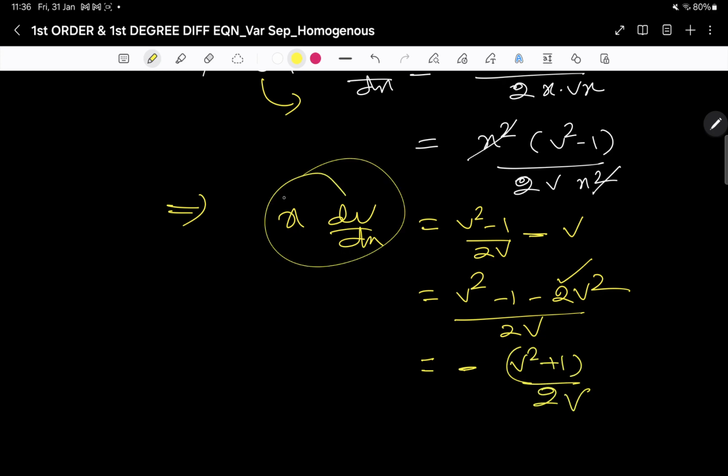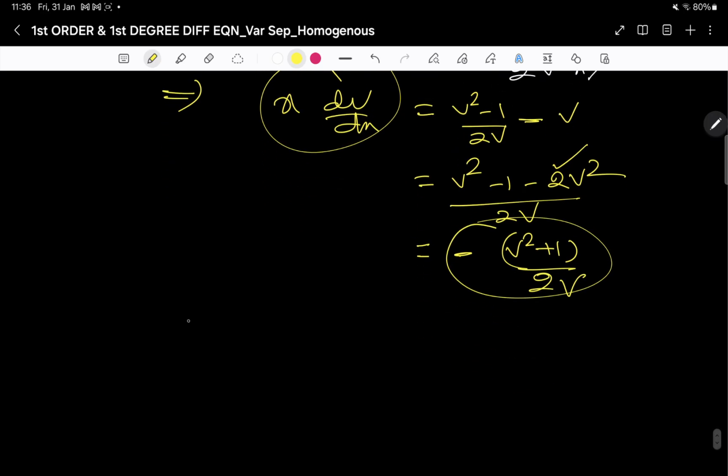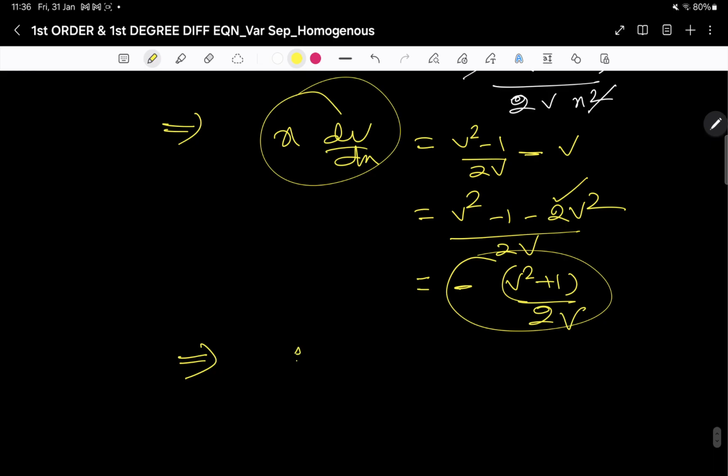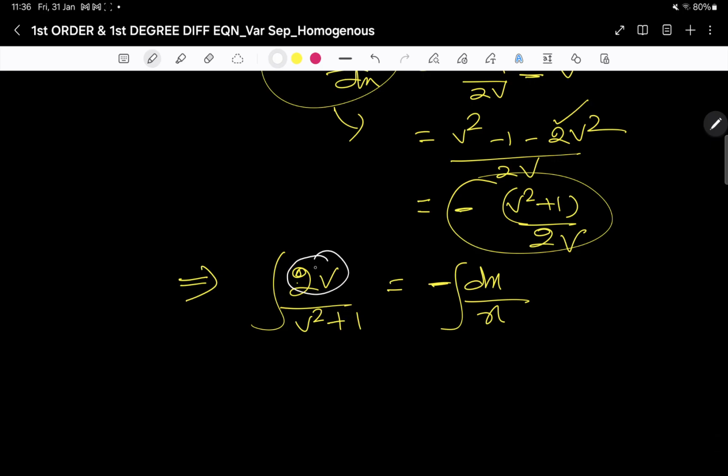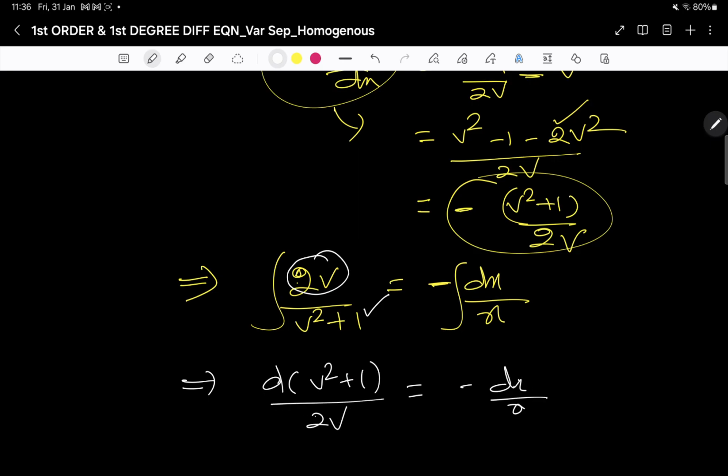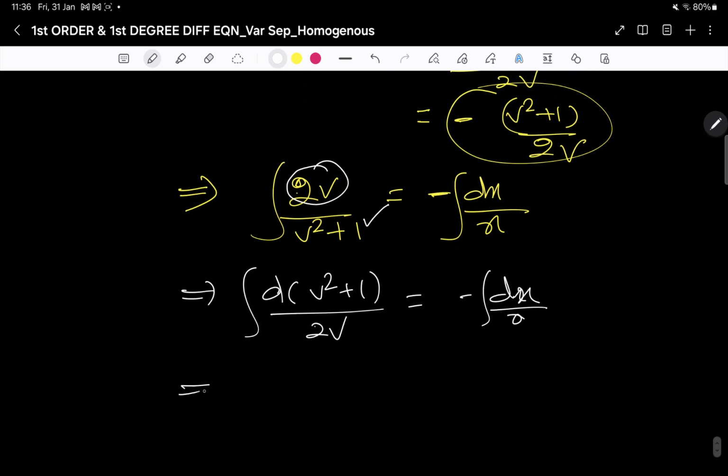Now you separate the variables here. Bring v to one side and x to another side. So it is 2v by (v square plus 1) dv on this side, and it is minus dx by x. Now you integrate both sides. You see this 2v is nothing but the derivative of the denominator. So that means d of (v square plus 1) by (v square plus 1) is minus dx by x. On integration, in the left hand side, d of this by this is ln of (v square plus 1). In the right hand side it is minus ln x.